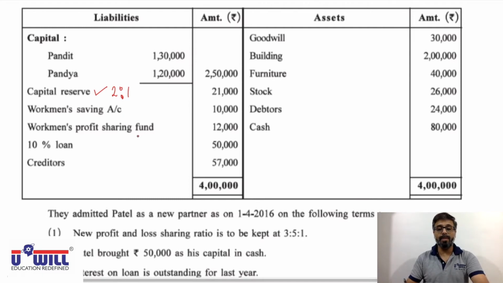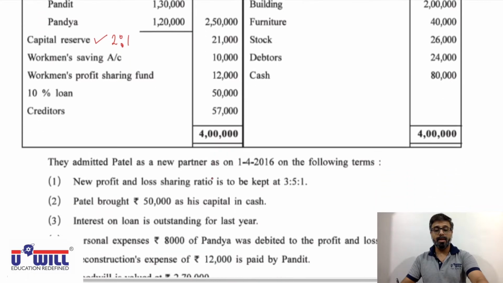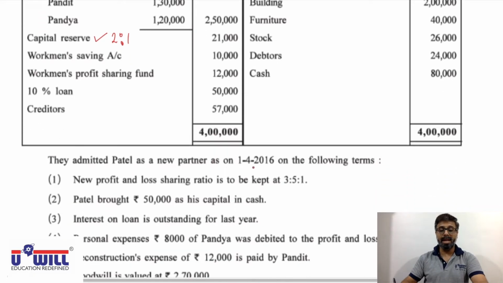Workman's profit sharing fund, which we have been discussing since chapter 4, is different from workman's compensation fund. Workman's profit sharing fund is also a liability and not a reserve, so it will not be distributed between the partners. No more reserves on the liability side. On the asset side, goodwill will get distributed between the old partners in the old ratio, and there are no more fictitious assets or accumulated loss. Now they admitted Patel as a new partner as on 1/4/16 on the following terms.